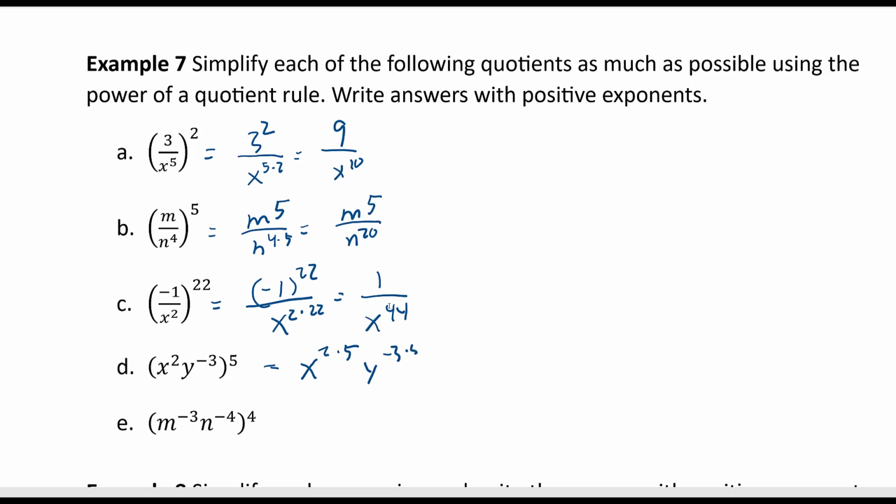And then we have x squared, x to the 2 times 5, y to the negative 3 times 5. So that's going to be x to the 10, y to the negative 15. But they want positive exponents, so it's going to be x to the 10 over y to the 15.